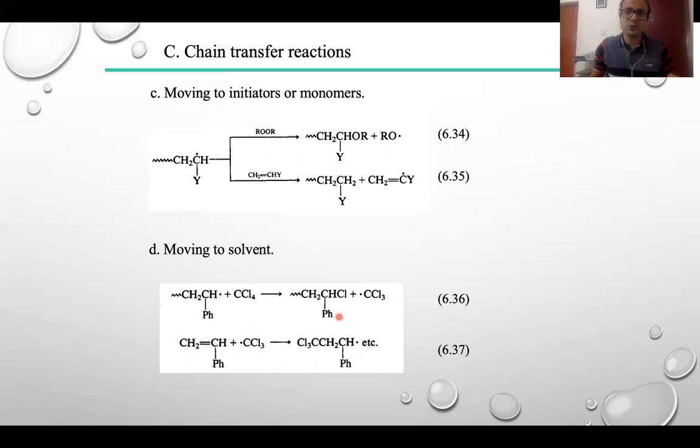So I hope this particular fourth process in the free radical polymerization is pretty clear to all of you.